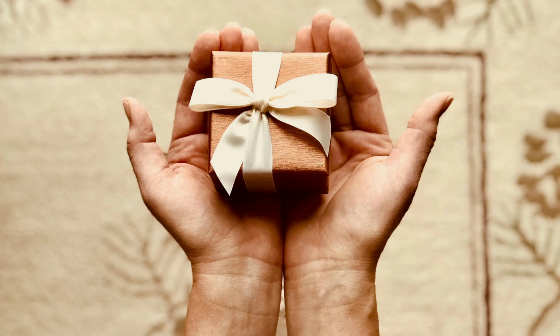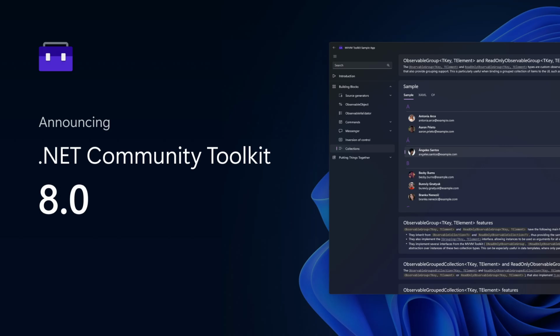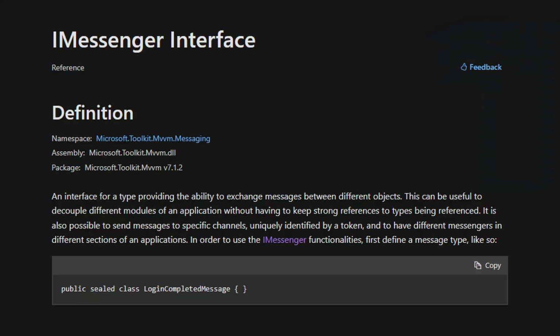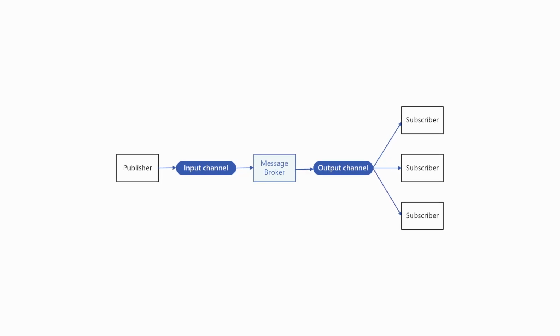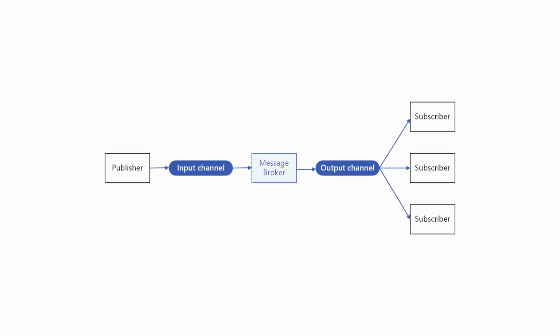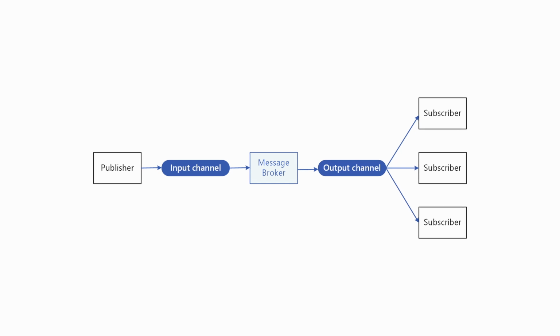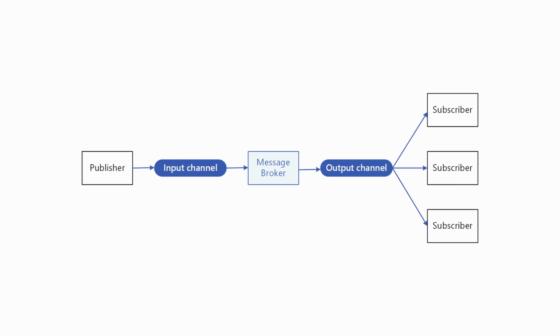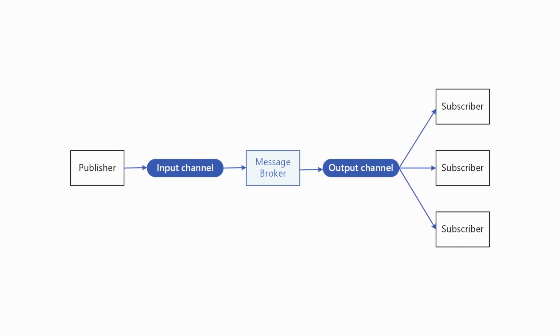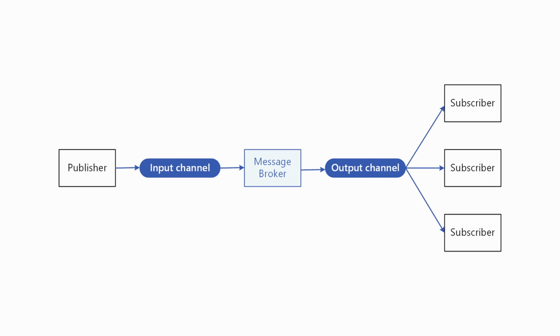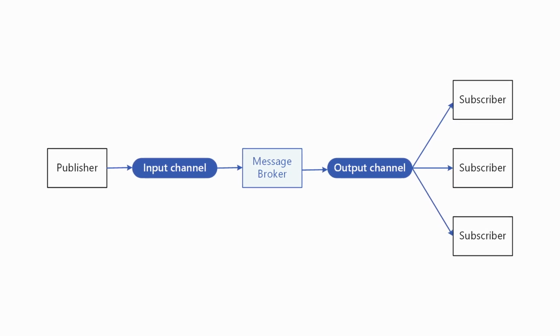And in this case, the community toolkit has the perfect solution for us, the IMessenger interface. You can find more info in the video description. The IMessenger interface can be used to exchange messages between different objects, using specific channels uniquely identified by a token or a shared channel to simulate some sort of broadcast communication.